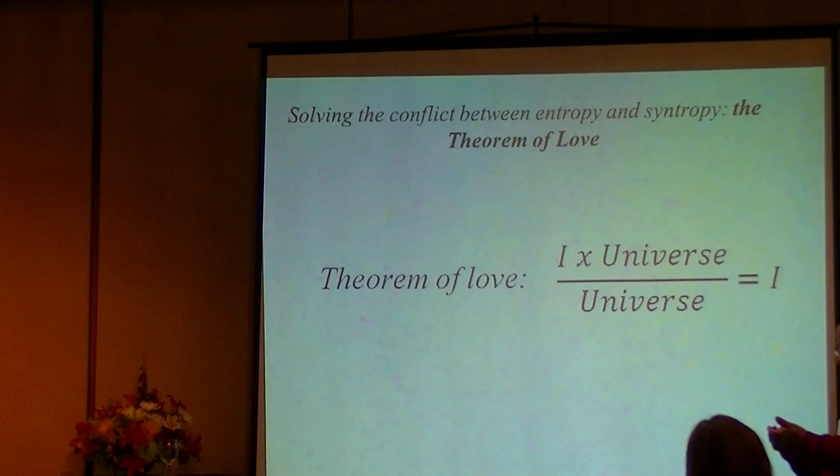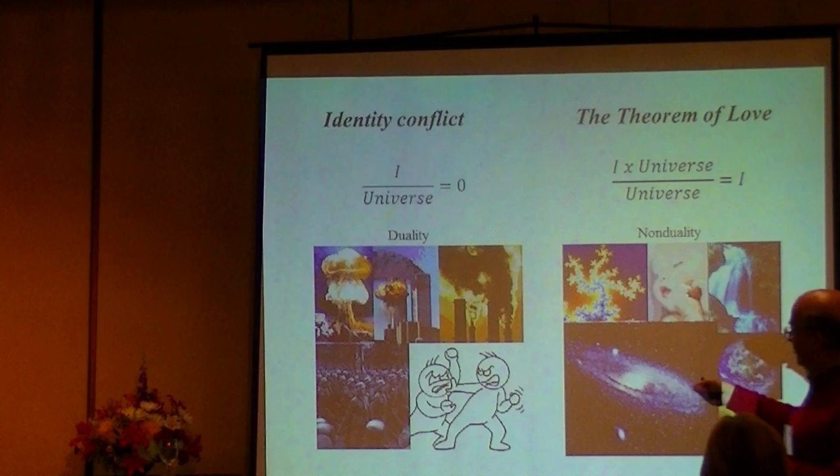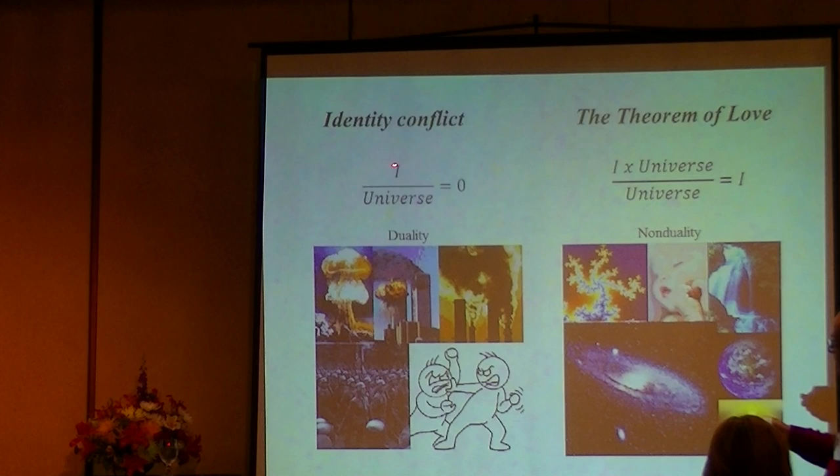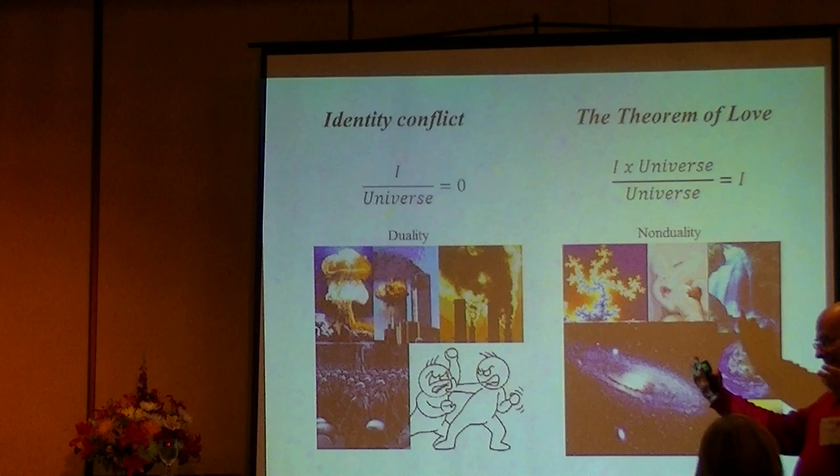Nowadays, we usually tend to compare ourselves to the universe and to be in this identity conflict. And this creates duality, because we are on a side and the rest of the universe is on another side. When we get to the theorem of love, which is when we unite ourselves to the universe, we get to a non-dual reality where entropy and syntropy, that is the point. Energy is one. But there are two tendencies in energy.